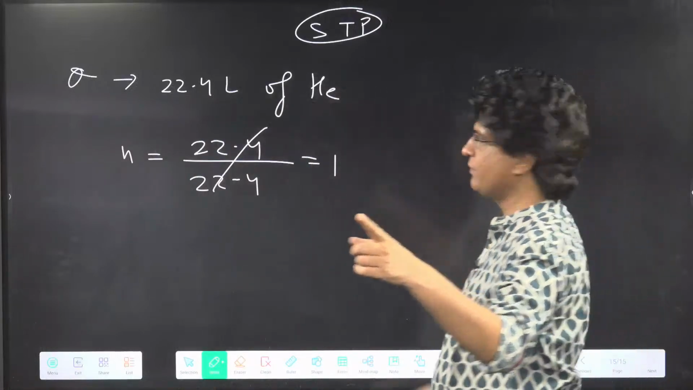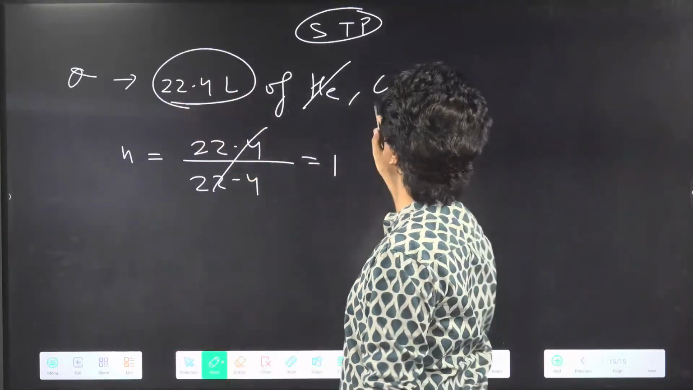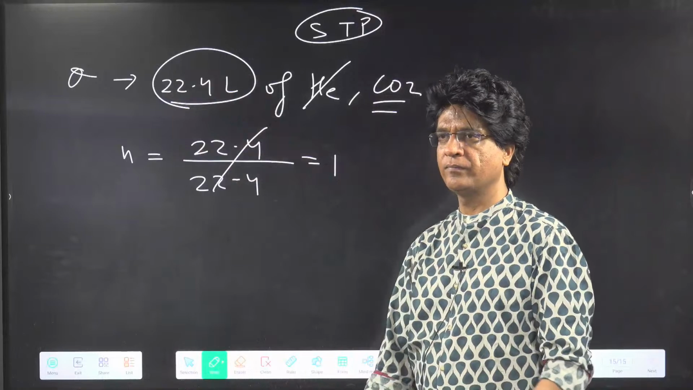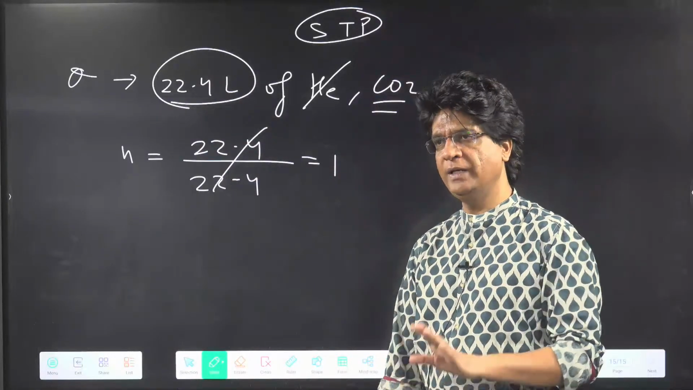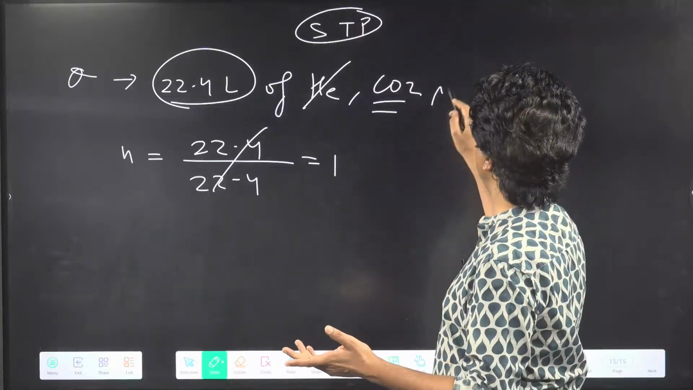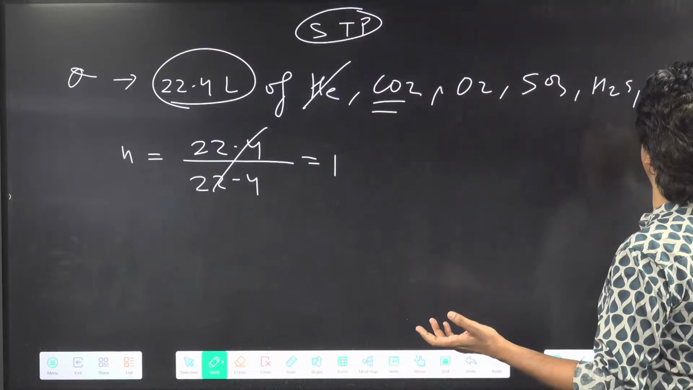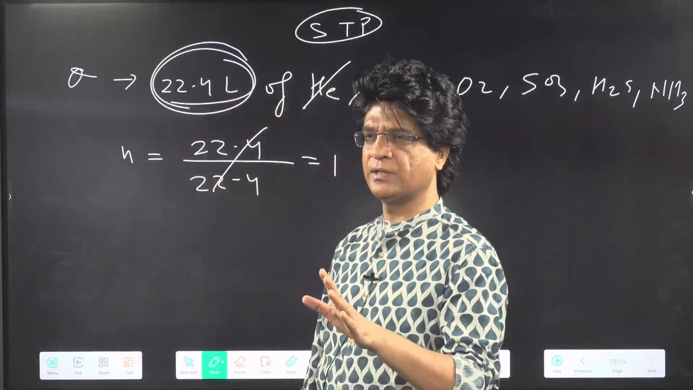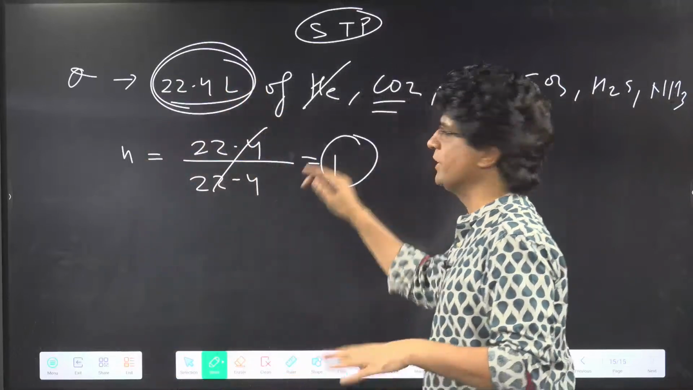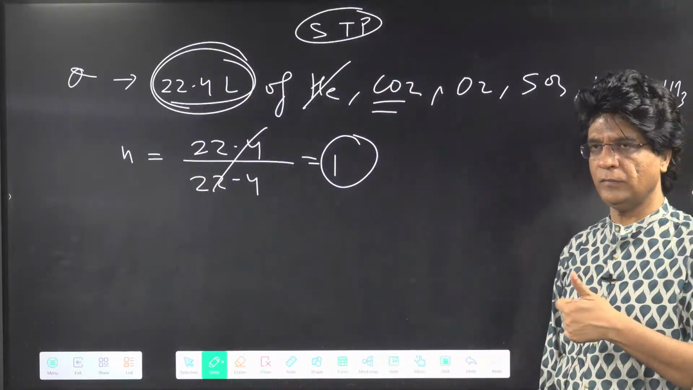Will your answer change if, instead of helium, I write CO2? 22.4 liters of CO2. It will be the same answer. Or if I give you O2, SO3, H2S, ammonia, whichever gas I give you, if it is 22.4 liters of any gas, the answer will be 1 mole itself. Very good. Let's do one more question now.